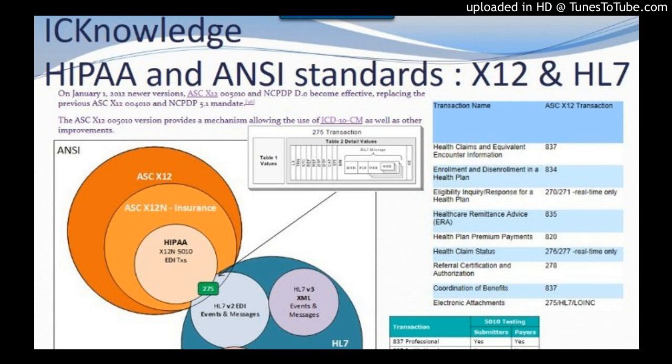What is a technical safeguard? According to the HIPAA security rule, technical safeguards are the technology and the policy and procedures for its use that protect electronic protected health information and control access to it.